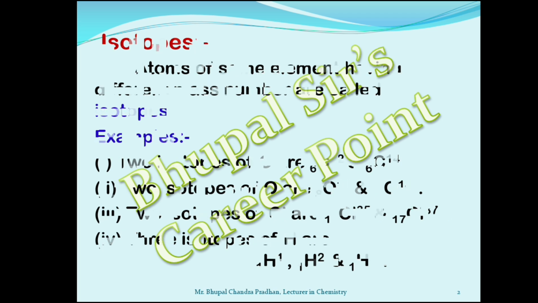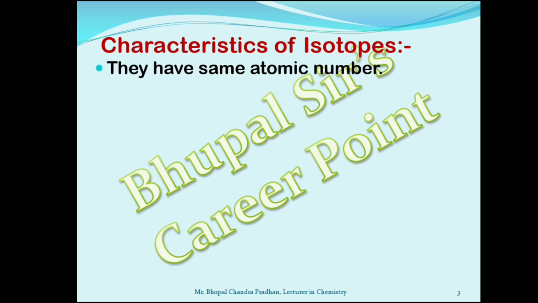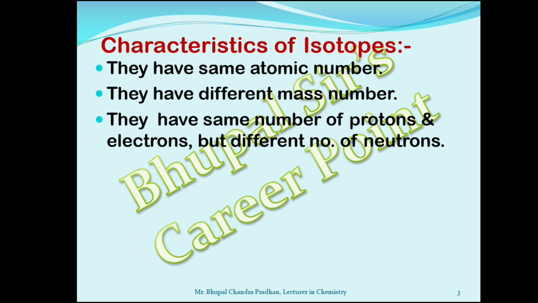Now, let us come to know what are the different characteristics of isotopes. They have same atomic number, they have different mass number, they have same number of protons and electrons but different number of neutrons.